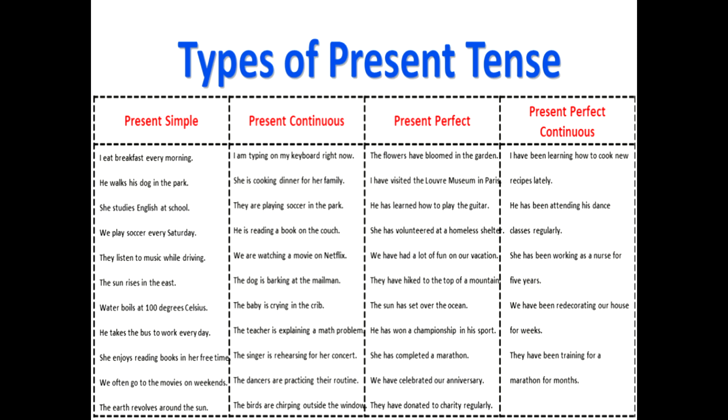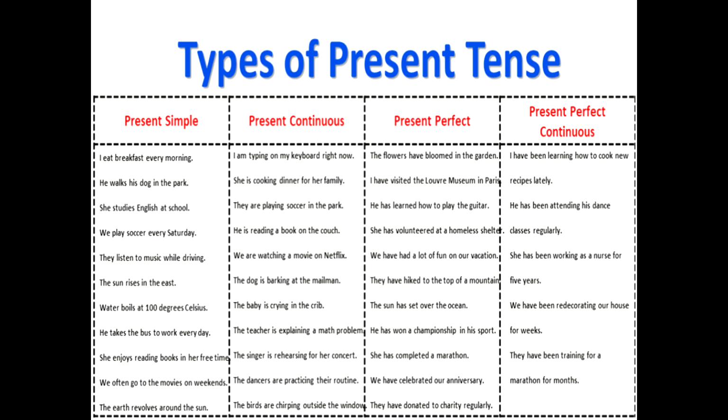Whereas for third person plural, s should not be added to the verb. If you see here another example of third person plural: we play soccer every Saturday. If you observe the third person singular and plural, here, she studies English at school, s is added to the verb, whereas here, we play soccer every Saturday, s is not added to the verb. So this is the difference we must understand. Let me add one more example of simple present tense with third person plural: they listen to music while driving. Here also you can observe s is not added to the verb.